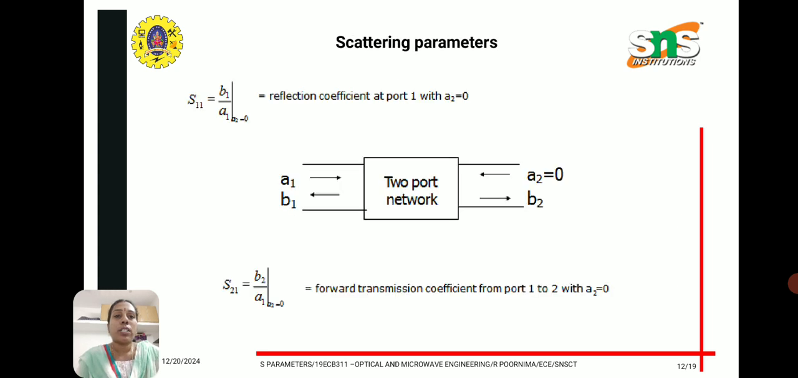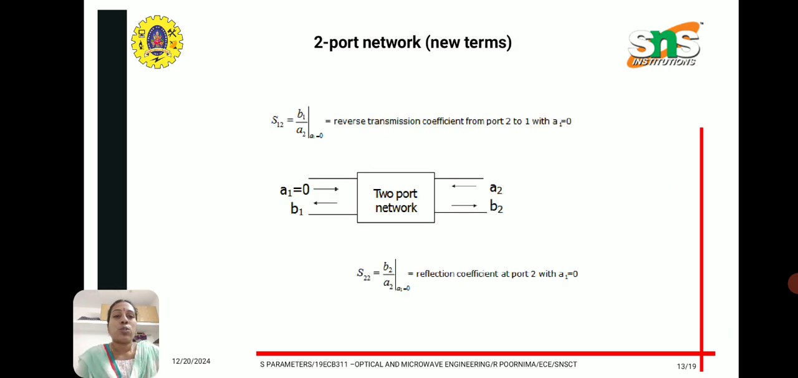Scattering parameters for the two-port network can be derived using the open or short circuit method. Here S11 equal to B1 by A1 is calculated when A2 equals 0. It is known as the reflection coefficient. S21 is B2 by A1, known as the forward transmission coefficient. S12 equal to B1 by A2 is known as the reverse transmission coefficient from port 2 to port 1. And S22 is the reflection coefficient at port 2.